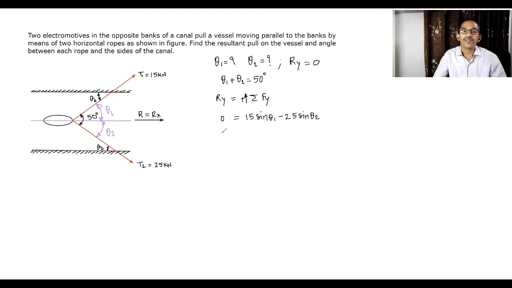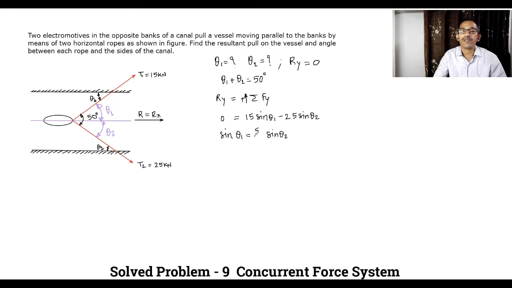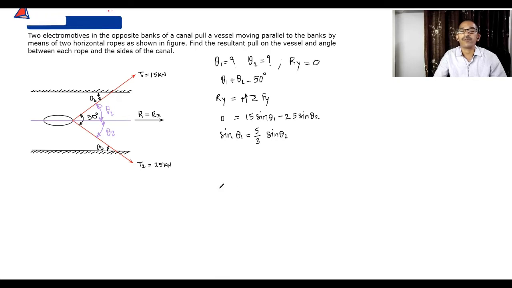From this one, sine theta 1, actually we'll get 15 sine theta 1 equal to 25 sine theta 2. That means sine theta 1 becomes 25 upon 15 sine theta 2. 25 divided by 15 means 5 by 3. That means this is one relation.